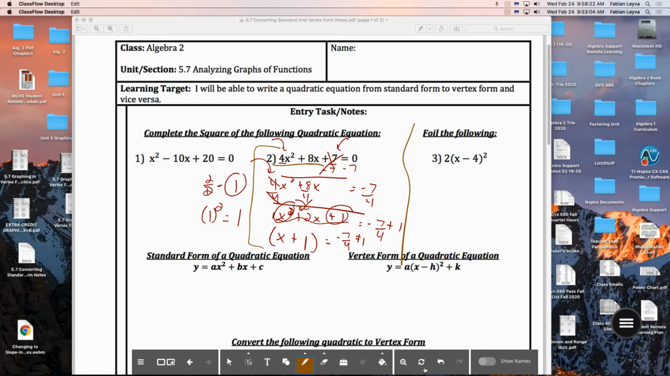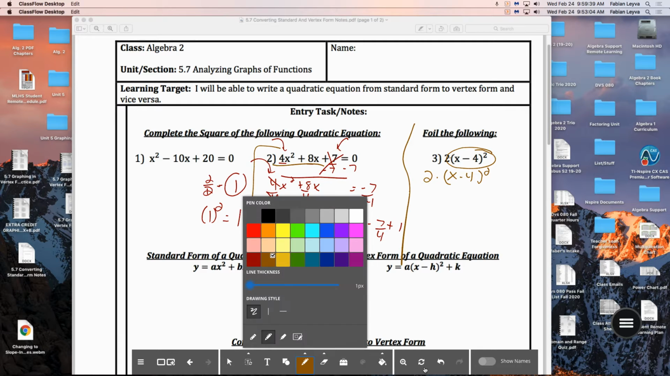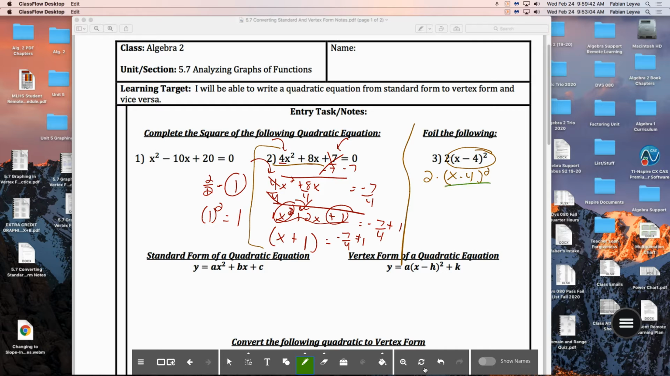Now, what I want you guys to do here is simplify this as much as possible, aka I want you to FOIL. Notice we have 2 times x minus 4 squared. What I want to do here is simplify x minus 4 squared, and then I want to multiply it by 2. So what I'm going to start with first here is the binomial. I want to simplify this out, aka FOIL.